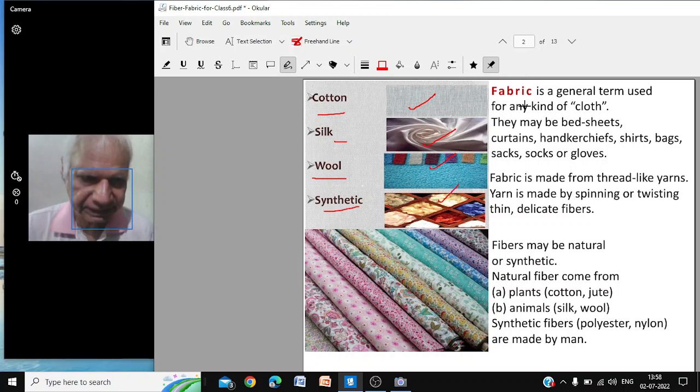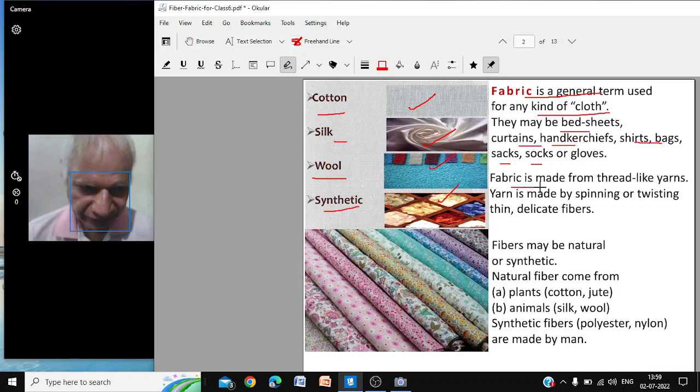Now fabric is a general term for any kind of cloth. Although fabric and cloth may not always mean the same thing, at class 6 level you can think of fabric as a general term for cloth. Cloth may be bed sheets, curtains, handkerchiefs, shirts, bags, sacks in which you store rice or wheat, socks. So these could be dresses like shirts and pants. It could also be cloths which are not used as dresses, like curtains, handkerchiefs, bed sheets and pillow covers.